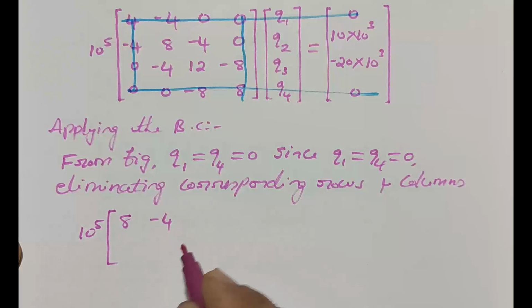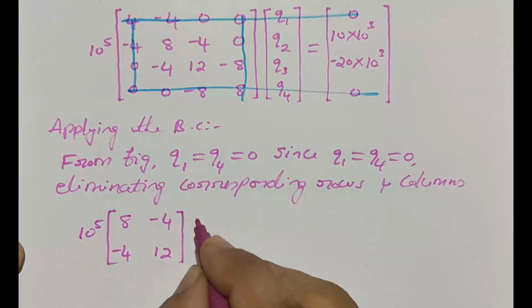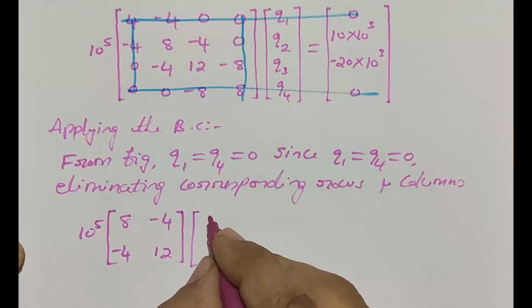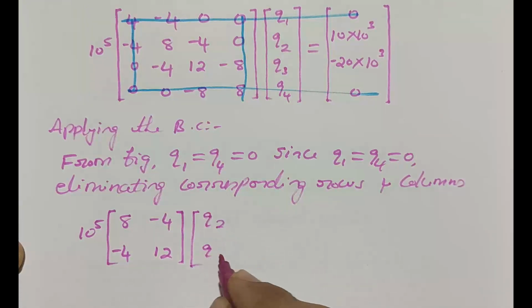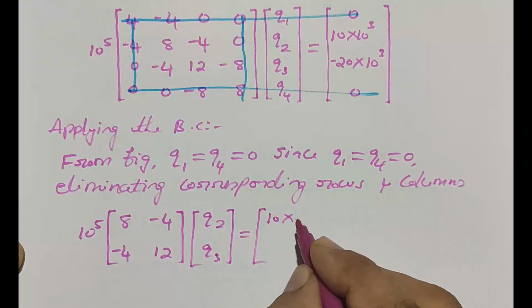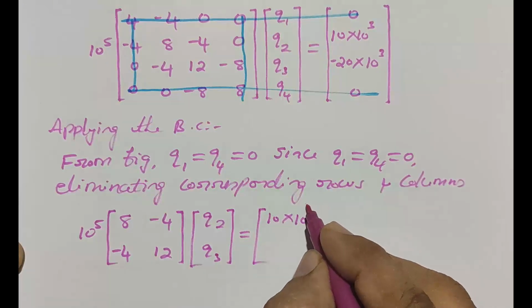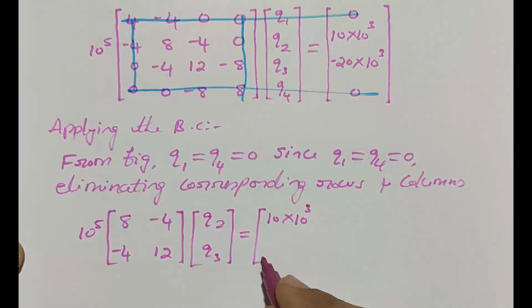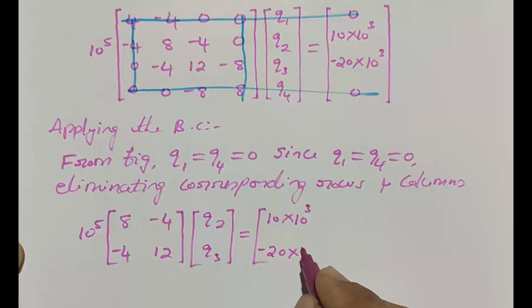[8 minus 4; minus 4 12] into [Q2, Q3] is equal to [10 into 10 power 3, minus 20 into 10 power 3]. This is the equilibrium equation after applying the known boundary condition.